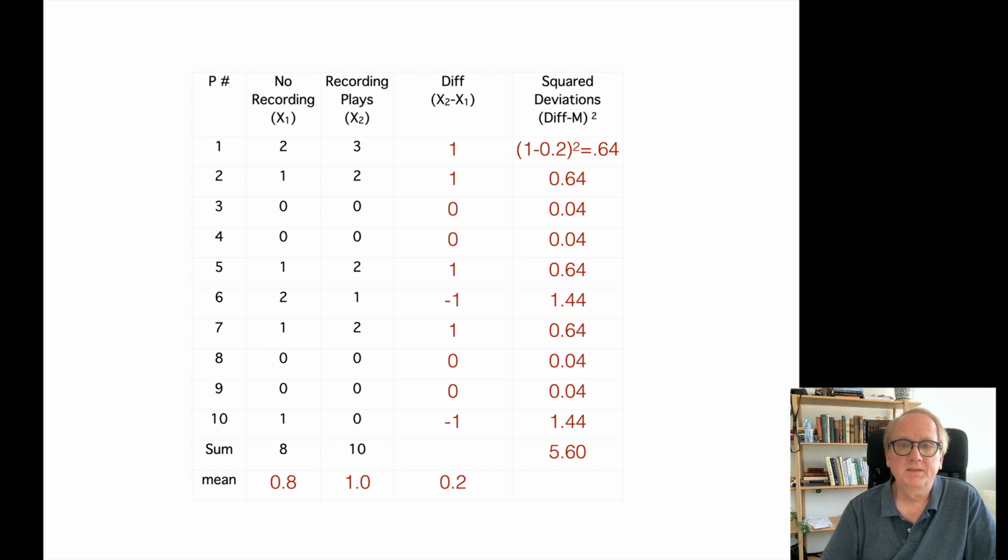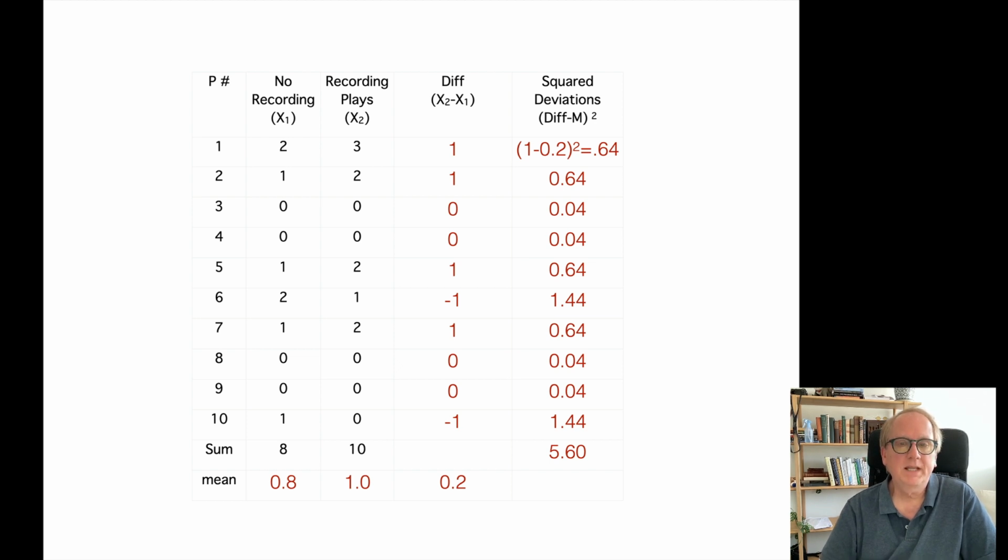So what I've done is I've taken the deviation of each person's difference score, subtracted the mean of the difference scores from it, squared it, and then I got 0.64 and then 0.64. And for the zeros, that comes out to be 0.04 and 0.04 and so on, until I get to the bottom where I can sum them all up. And I have now the sum of those squared deviations, and it's 5.60. So I'll be able to use that to figure out the standard deviation and my estimate of the standard error, just like I did in the previous t-test.